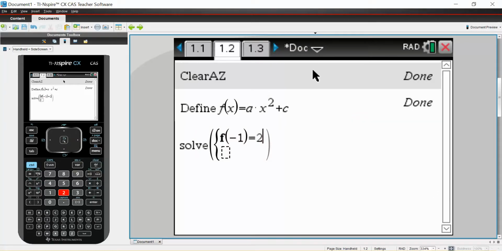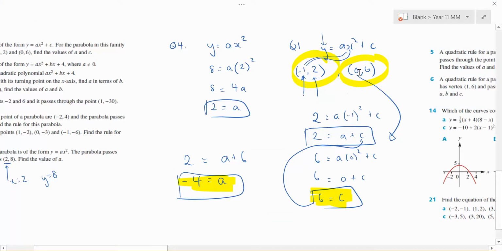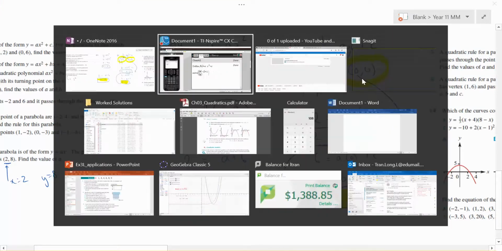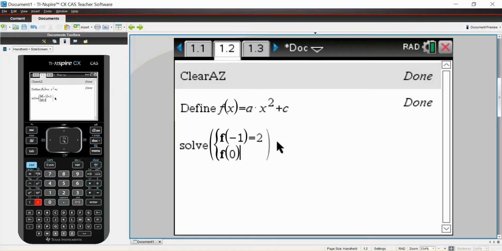So that's really just saying if you sub in x equals -1, y is equal to 2. Because remember, f of anything is really the same thing as saying your y value. So y equals 2. Next one, I'm going to substitute 0: when x is 0, y is 6. So that's what I'm going to do. f of 0 equals 6. Now what am I solving for?